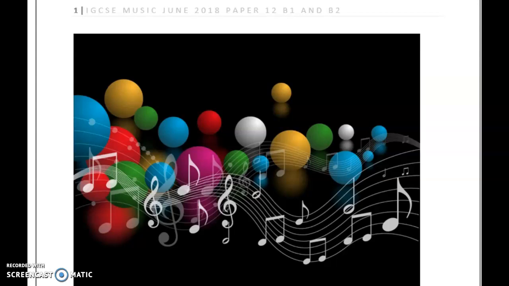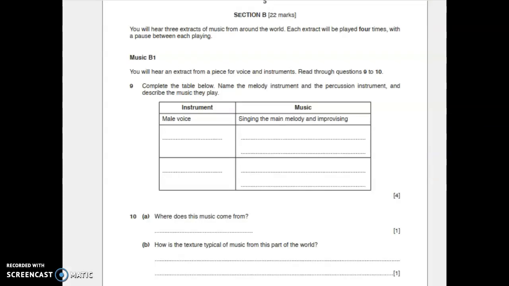So let's look at the questions. Now, we do not have a lot of questions with 4 marks that they allocate for one question. So this looks like a very important question. And then on this world music, we have another part that is, where does this music come from? And what is the texture? How is the texture typical of music from this part of the world?